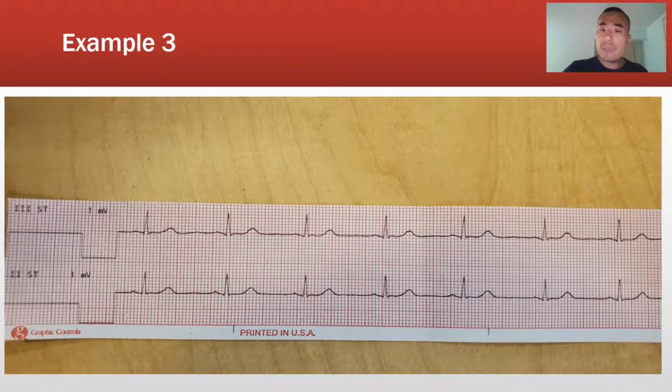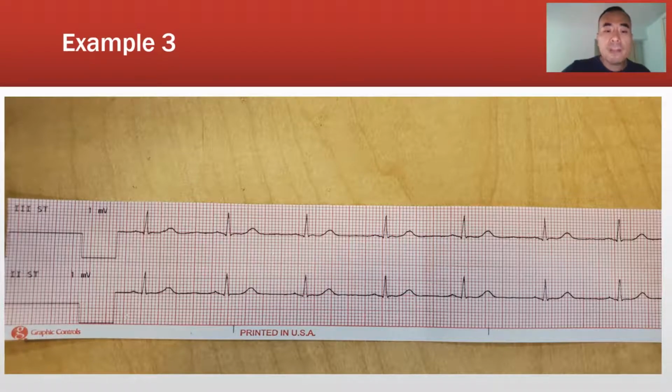Step number 3, the PR interval. Now this one might be a little more challenging to see, but you can still see little blips of the P wave here. So if you count the beginning of the P until the beginning of the R wave right here, you should get about 4 tiny squares, which is 0.16 seconds, normal.